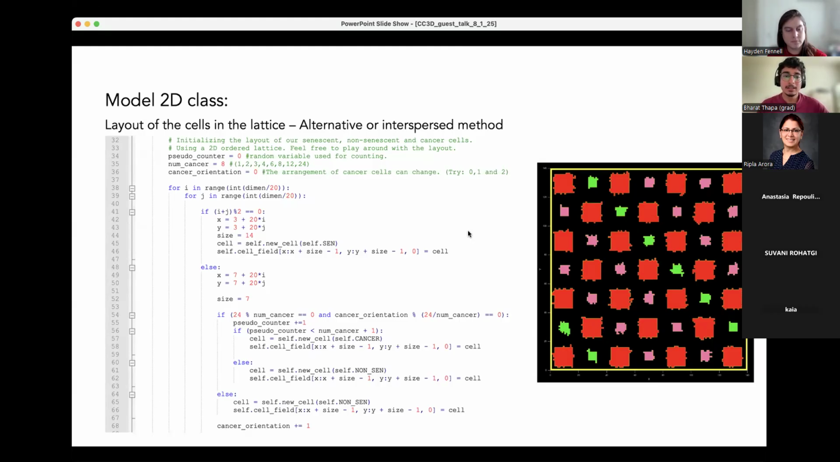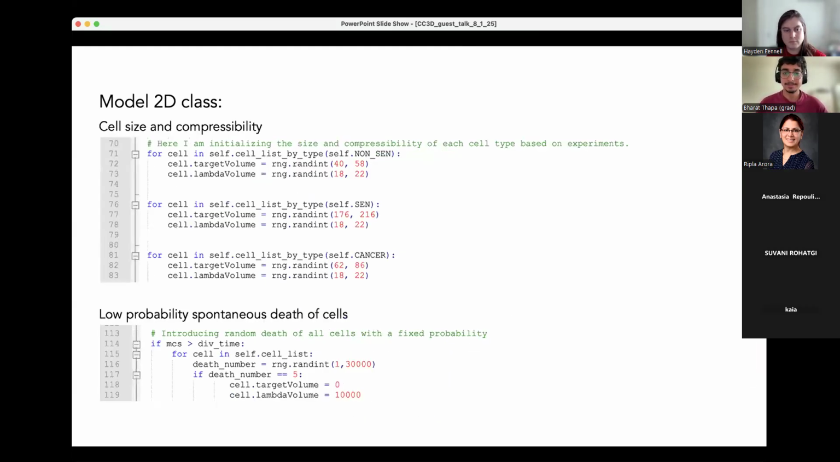Okay, so this region basically determines the layout. We're not going to be touching it much today. I think there is one of the optional exercises where you can try out different layout methods, but in the interest of time, we might not go there.